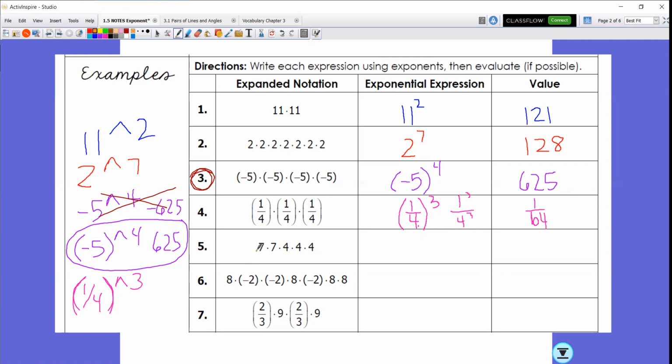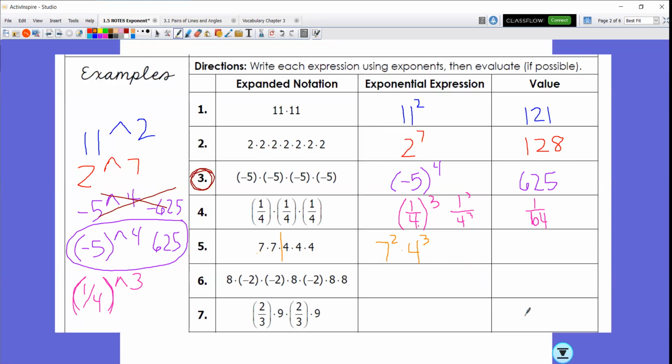So for number 5, now I have 2 different bases. So we're going to take them piece by piece, right? I'm going to separate here because first I'm going to look at my 7. I have a base of 7 and there are 2 of them. So that's my exponent. And then I have a base of 4 and there are 3 of those. So 3 will be my exponent there. Okay. So now it's 7 to the 2nd power times 4 to the 3rd power.